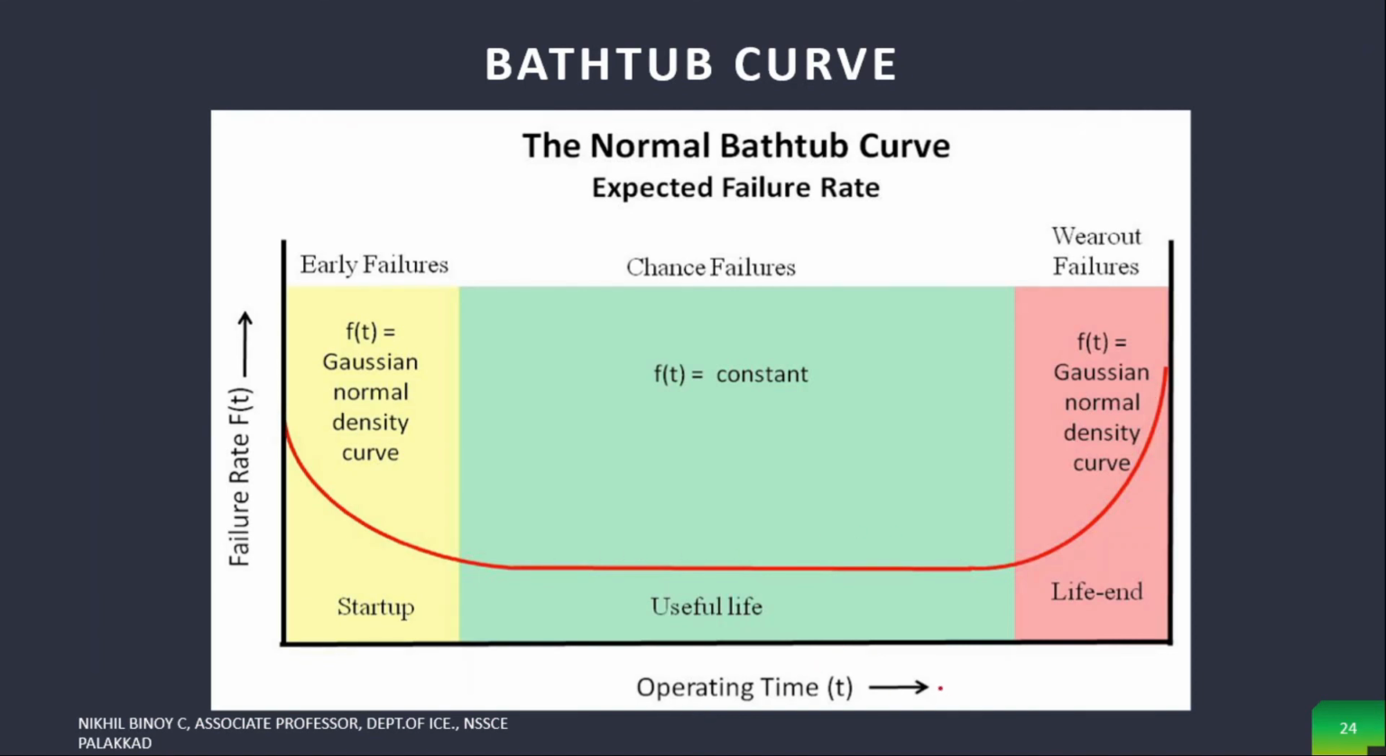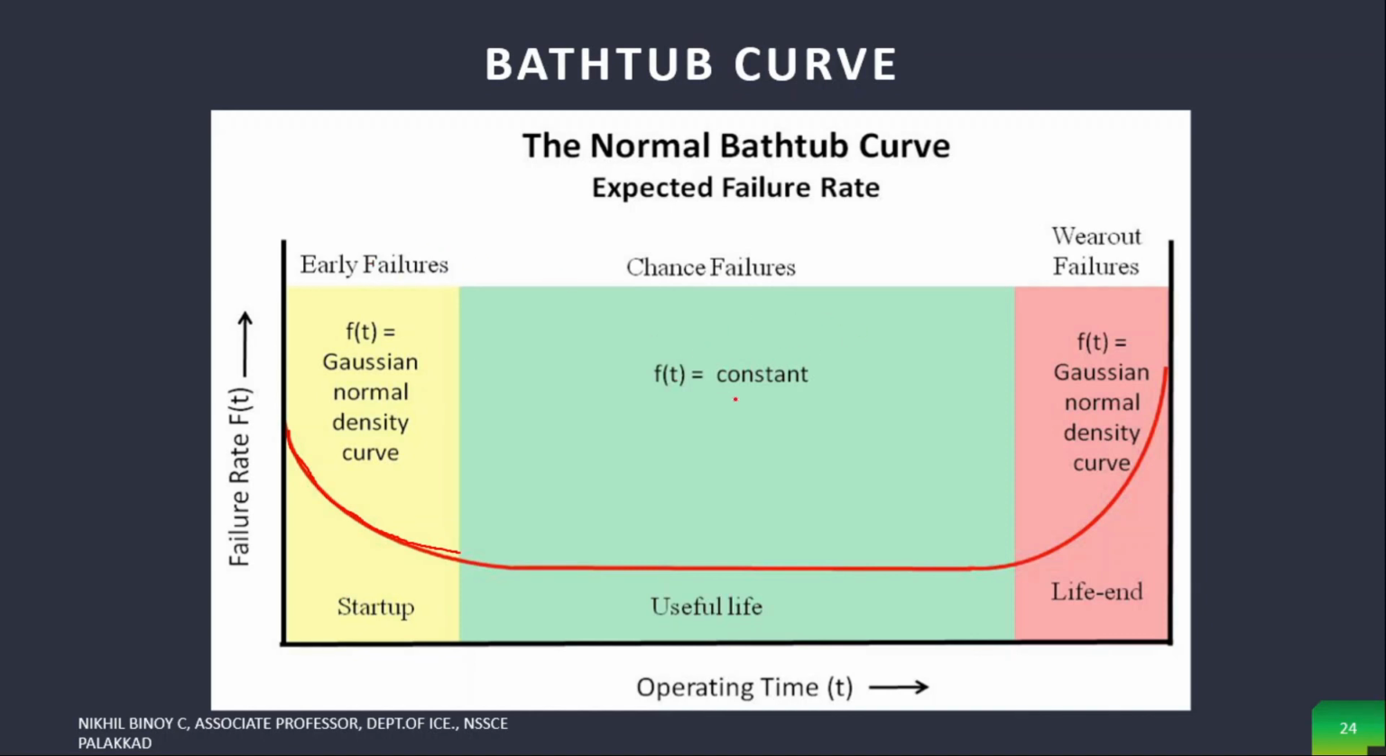Okay. This one is operating time. The left y-axis is failure rate, that is small f of t. Here it is showing capital F of t, fd of t. The early failure: normally we can represent this part by using a Gaussian normal density curve. This is something similar to a normal Gaussian density curve. This one is a startup region, the early failure region.